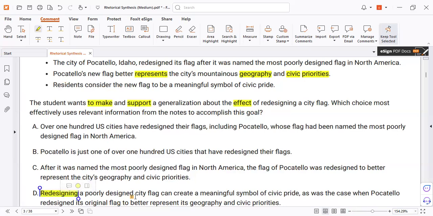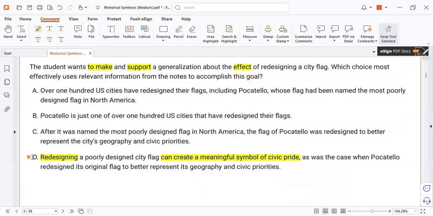Look, redesigning can create a meaningful example of civic pride, as was the case when she designed its original to represent. Imagine, in letter A, you give me information, but you don't have support. Right here again, it gives me a generalization, but there is no support or evidence. Feel it? Yes. So letter D is strong.